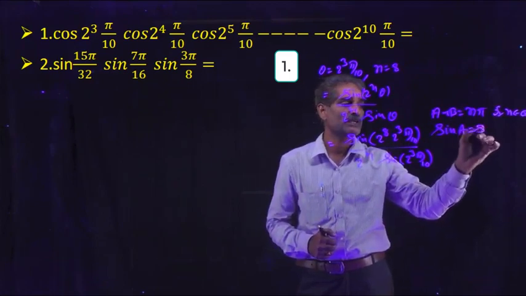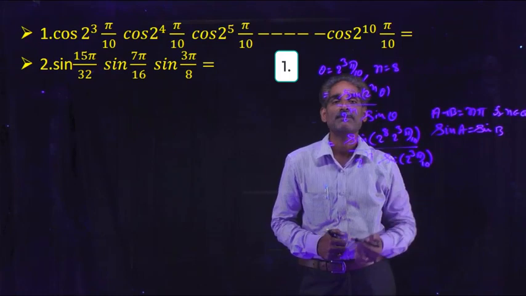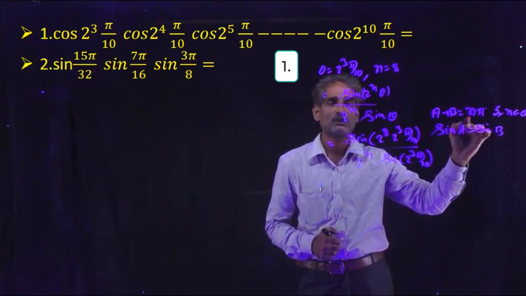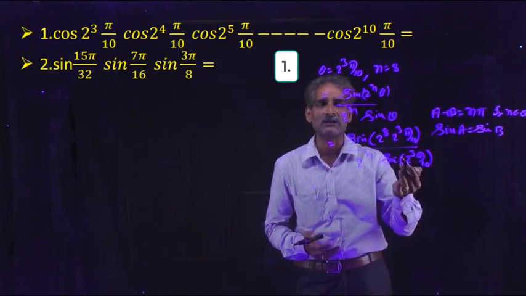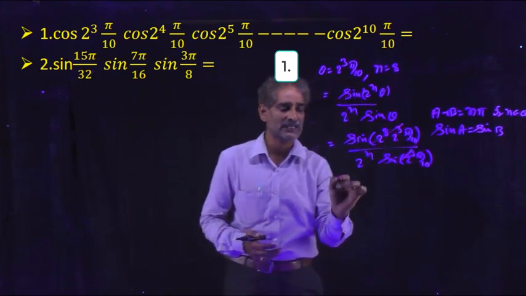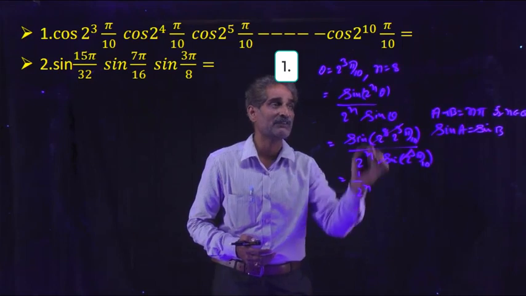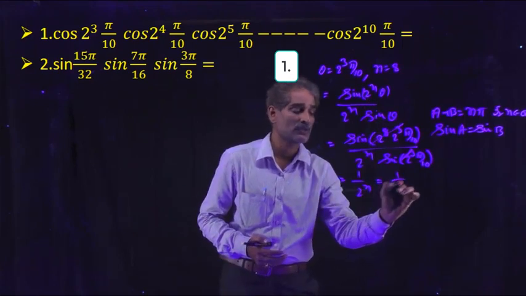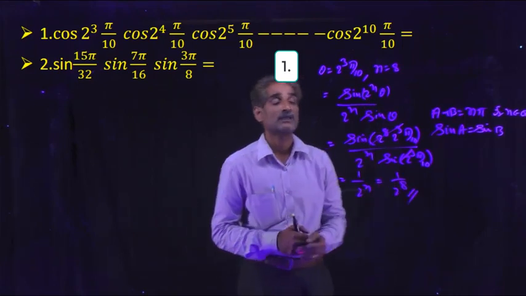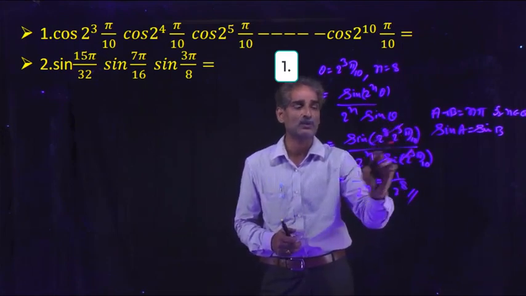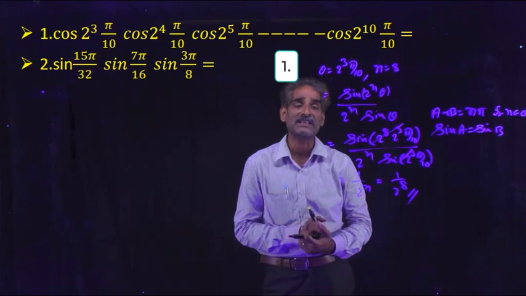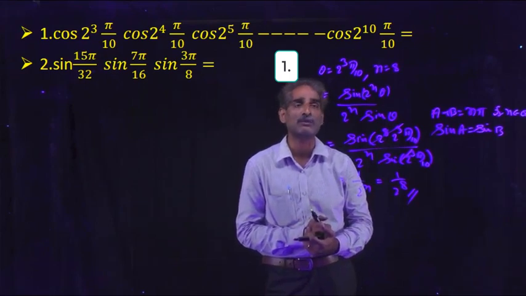So similarly we get sin b. If a plus b equals n pi where n is odd, sin a is equal to sin b. Here both are equal, so these two terms will get cancelled. Then we will get only 1 by 2 power n where n is equal to 8. That means 1 by 2 power 8. Sin of 2 power n into theta by 2 power n sin theta. So here n is equal to 8 and theta is equal to 2 cube into pi by 2.